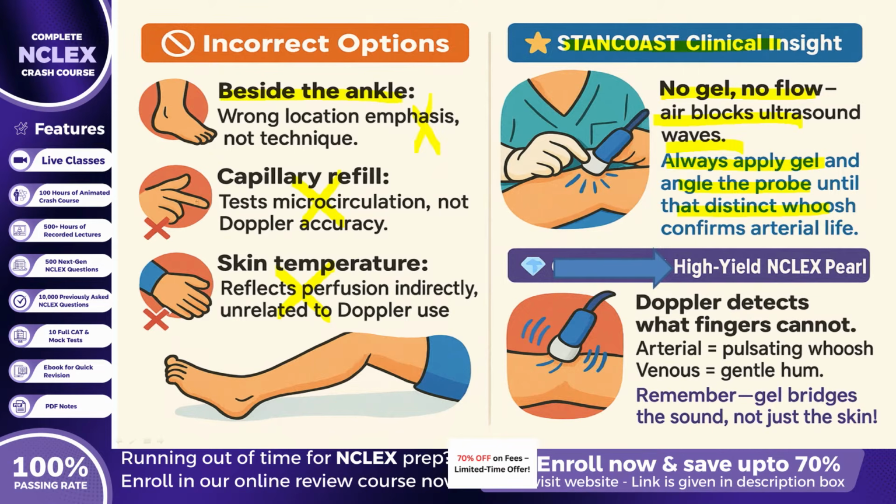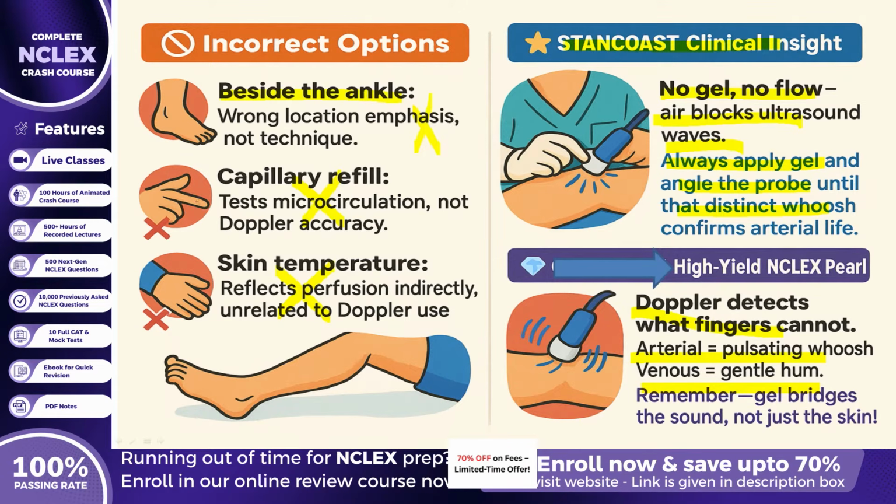And continuing into the key learning takeaway, here is the Stan Coast high-yield NCLEX Pearl. Doppler detects what fingers cannot. Arterial flow creates a pulsating whoosh, while venous flow produces a gentle hum. Always remember, gel bridges the sound, not just the skin.